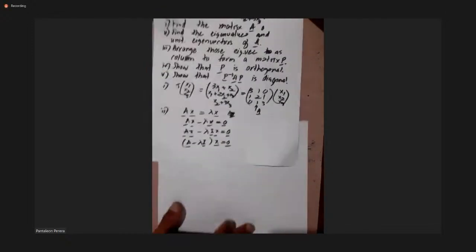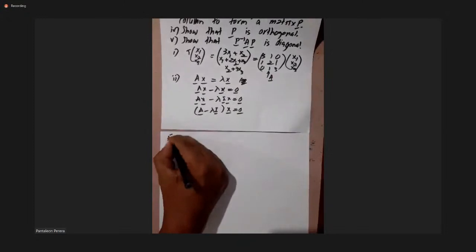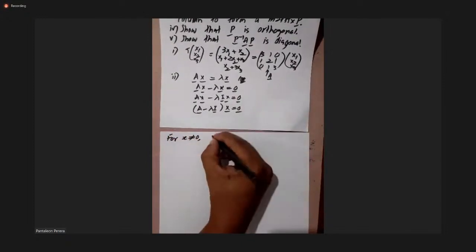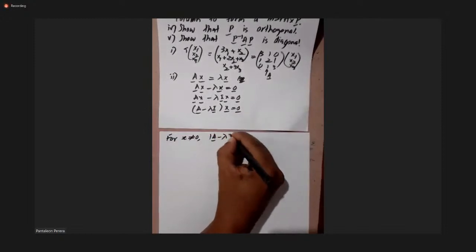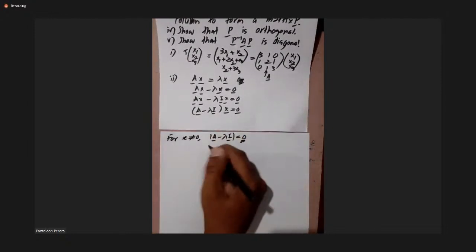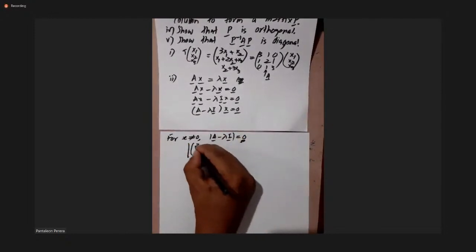Right. So we have to go for the other side. Right. Now, for x to be non-zero, you need to have this one. So that's not a vector. The determinant should be equal to zero. Now the determinant is this.